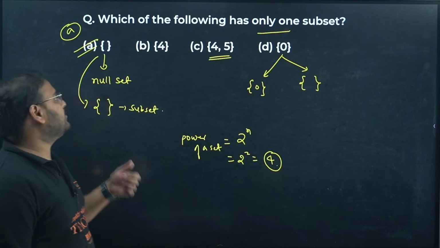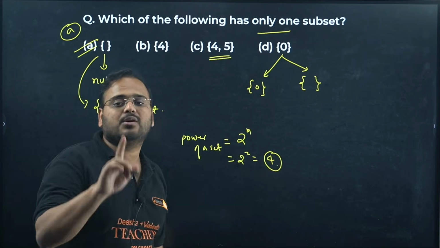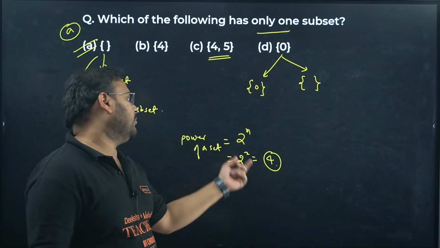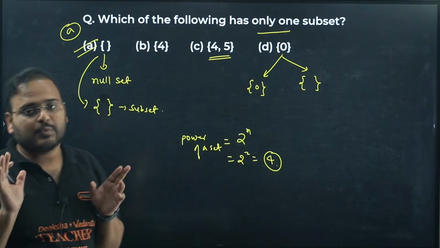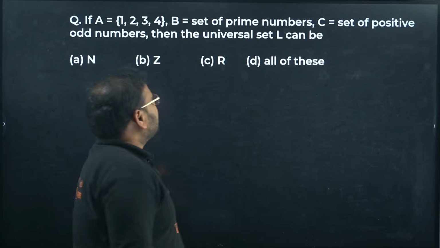In this case, what is the answer? Please check. What is the number of elements over here? 0. So 2 power 0 is 1. You can use either the concept that I gave you or the formula that I gave you, your choice. Okay, both are valid.